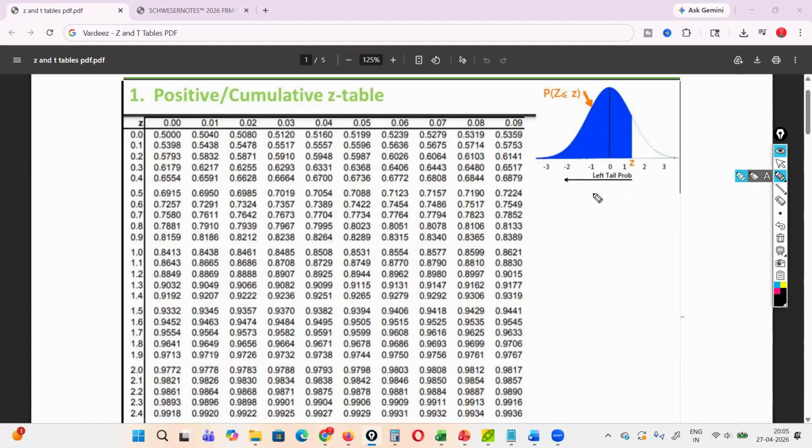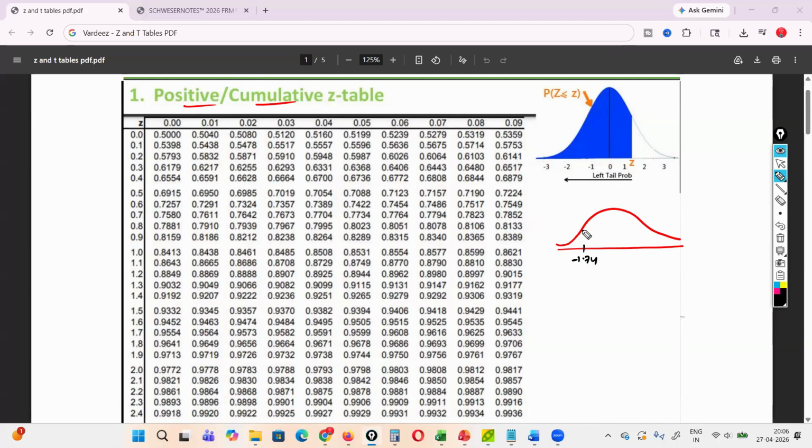So now a lot of students get confused. On the exam, they may have only a positive cumulative Z table, and they probably need to find a negative value. As an example, let's suppose that you have this positive Z table on the actual exam, and you want to find a Z value. Let's say it is coming out to be negative 1.74. So how do you do that?